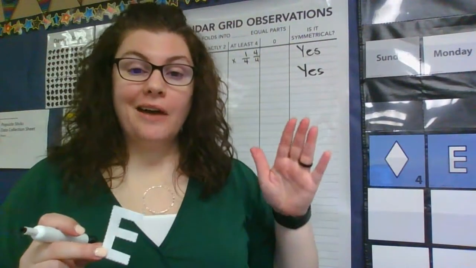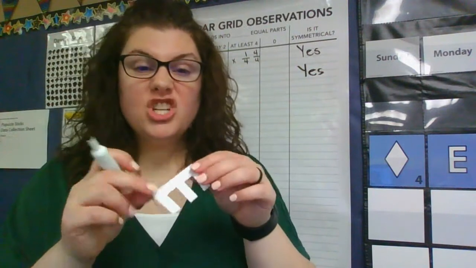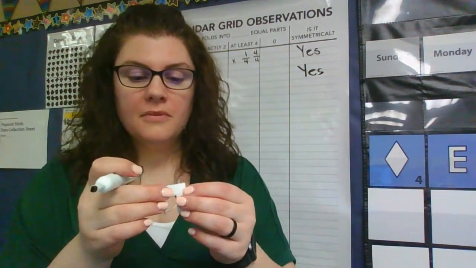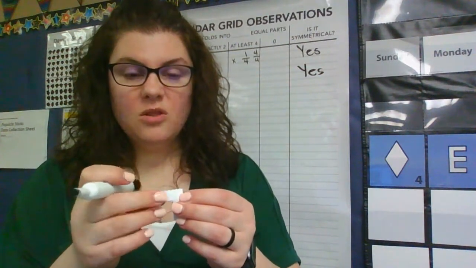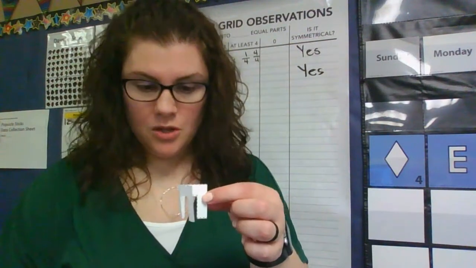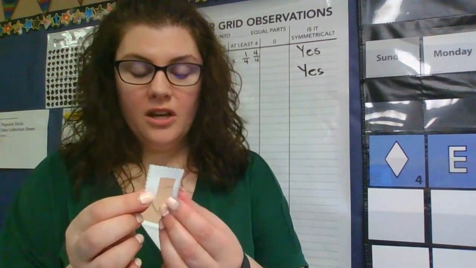Good. Now, the other piece we're looking at this month is whether they're symmetrical. And remember, a shape is symmetrical when it is folded in half and the pieces, or I should say the two sides, are exactly the same. So I folded our dodecagon in half. When I unfold it, is each side exactly the same?